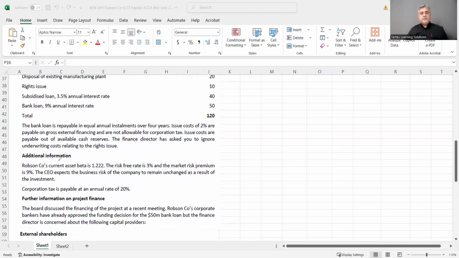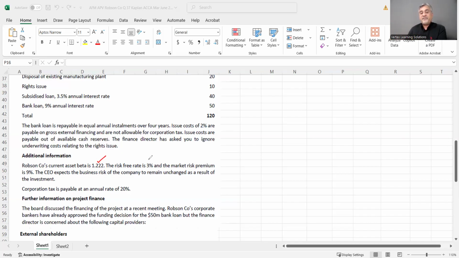Robson company's current asset beta is 1.22. Now this is the asset beta, not the equity beta. Asset beta means this is the business risk. It does not include the risk of the gearing impact. It is the pure asset beta, the risks associated with the assets of the business, which means the nature of the business itself.